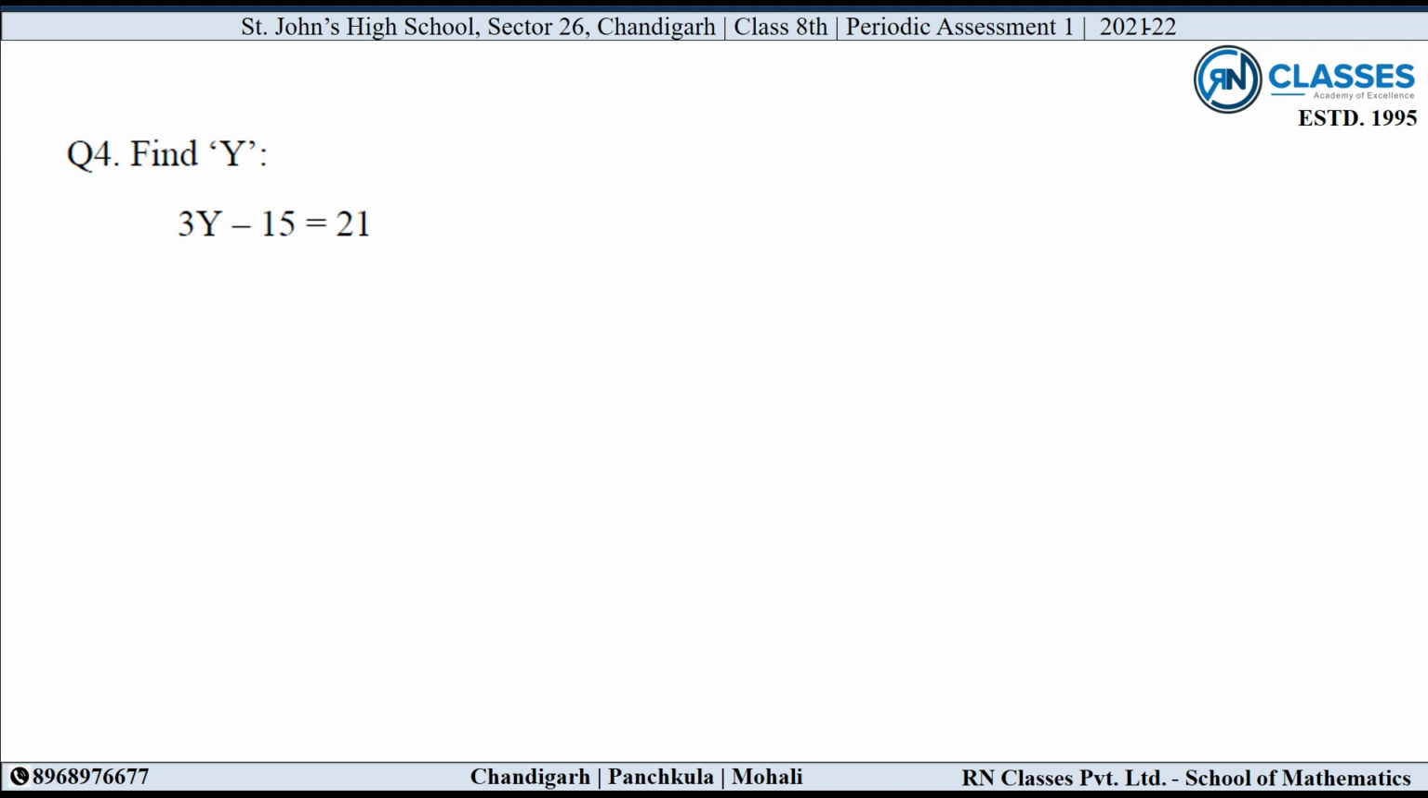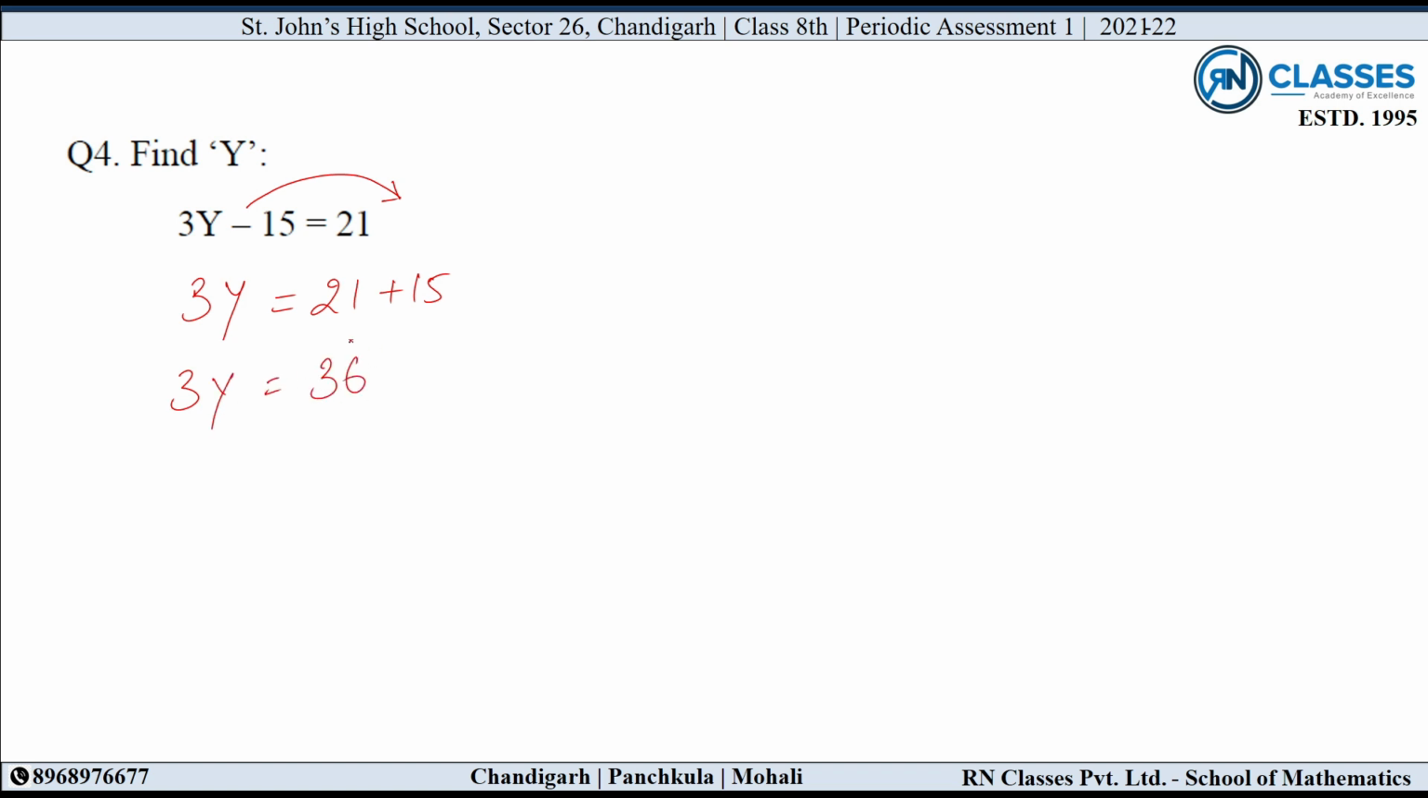Right. Such a simple question for 4 marks. Find y. It's a linear equation in one variable. Basic rule of solving these kind of equations is keep y on left hand side पे रखो equal to के, and take all the numbers to right hand side. Right. So 3y will remain same. Now, minus 15 is on left hand side. If I take it to the right hand side, it will be plus 15. So 21 plus 15. So 3y comes out to be 36.